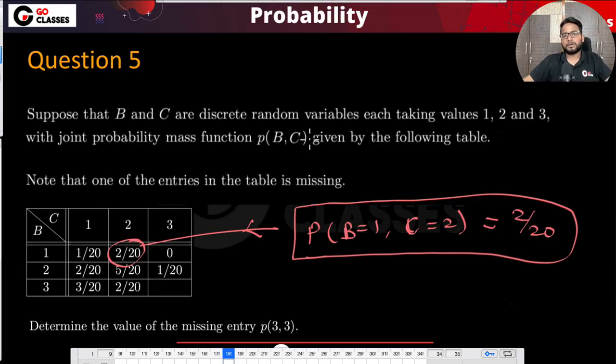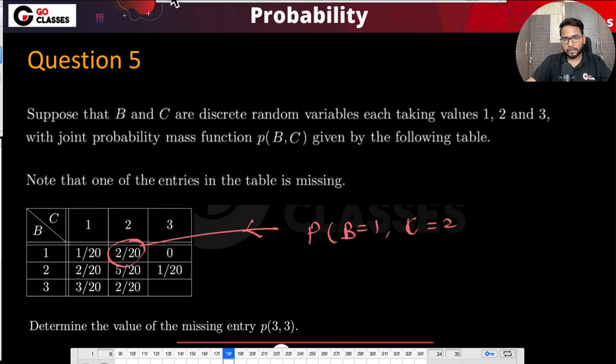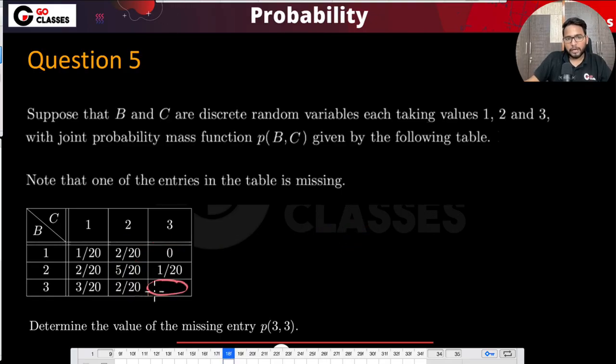Okay, so if you have understood this, now they are saying that one of the entries is missing, which means this entry is missing. They are asking you to determine the value of the missing entry, which is P33. So can you just try solving this question? See what is happening here.